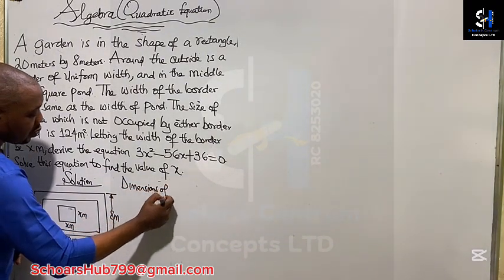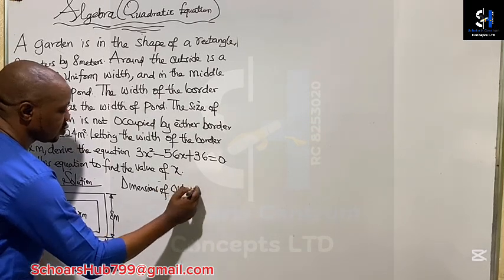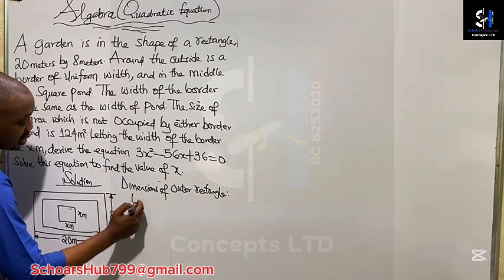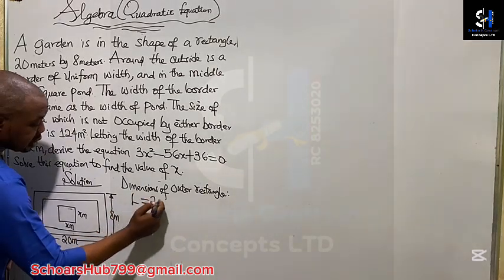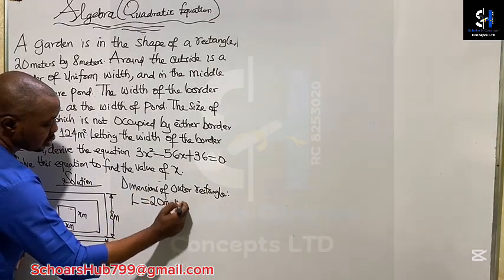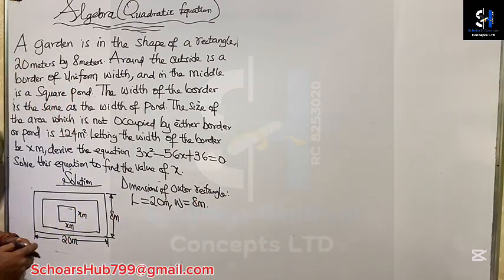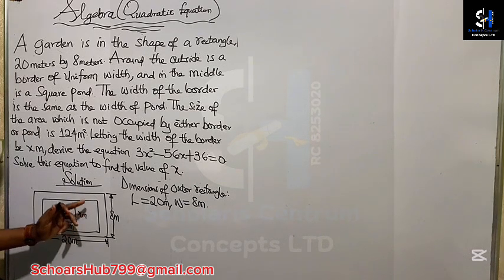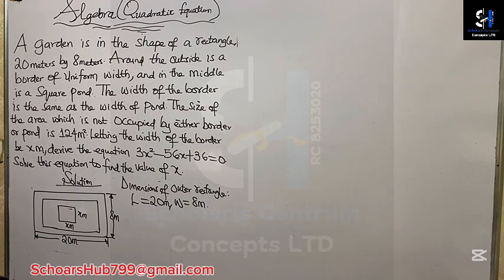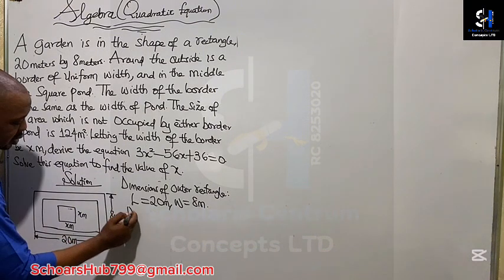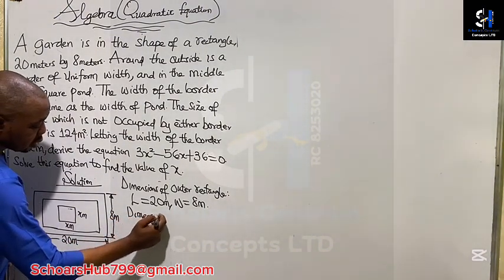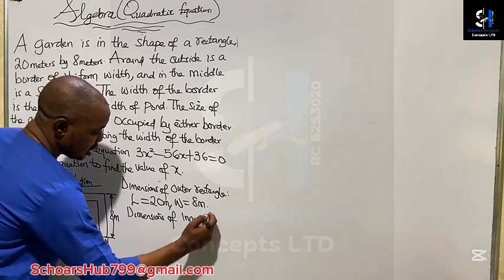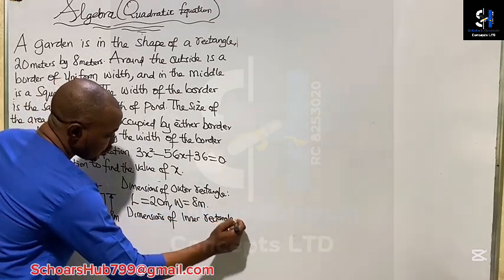Now we have the dimensions of the outer rectangle, which means the length is 20 meters and the width is 8 meters. This is the outer rectangle. We also need to find the dimensions of the inner rectangle, which is the garden bed.